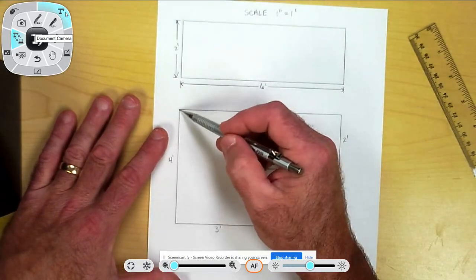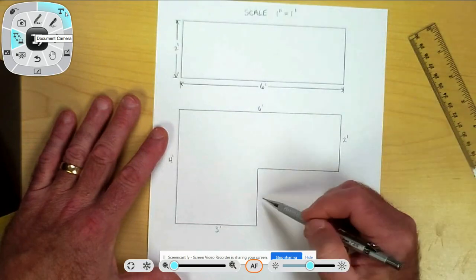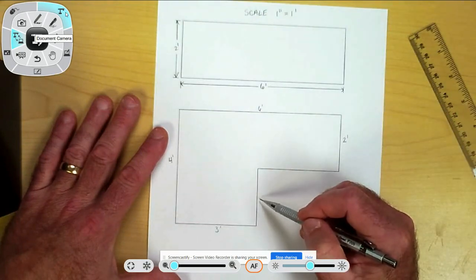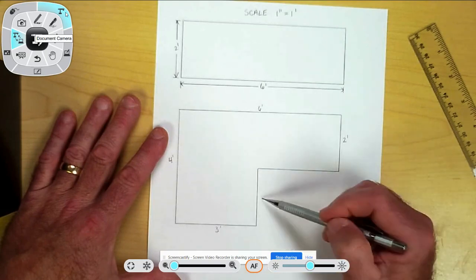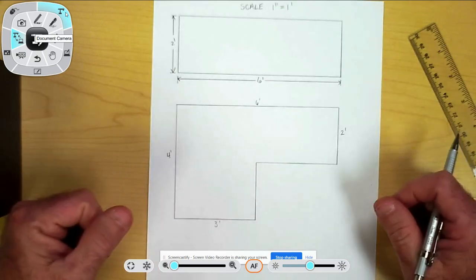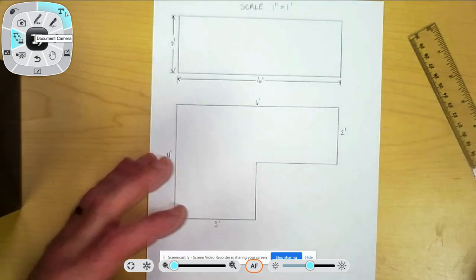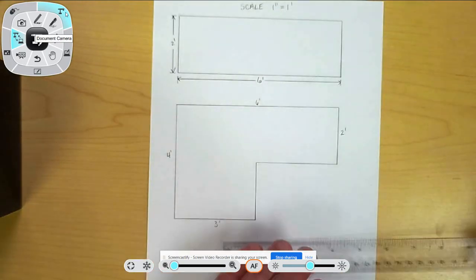Likewise, we know if this is 4 feet on this side and 2 feet here, then this over here must also be 2 feet, because 4 minus 2 equals 2. And because we can do the math on it, we're not going to add the dimensions, because it's just going to make things too busy on here. All right. You only want to put dimensions where they're needed.